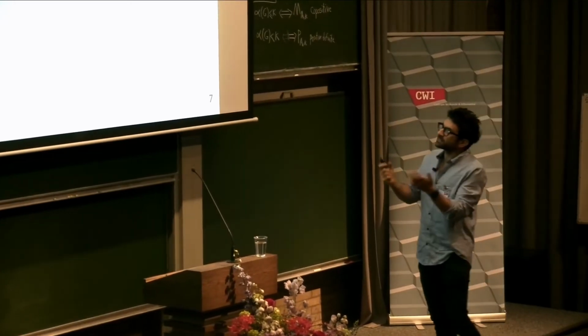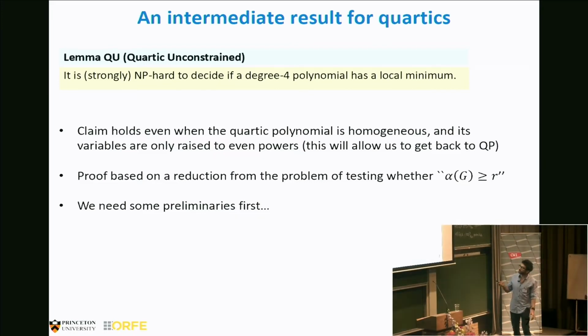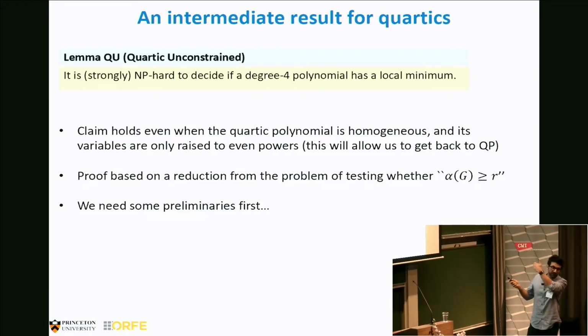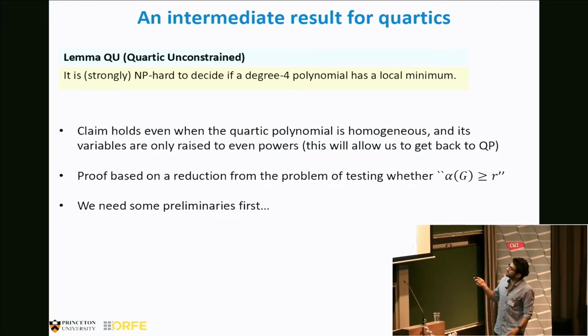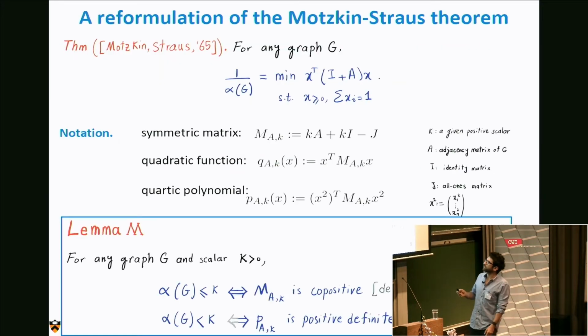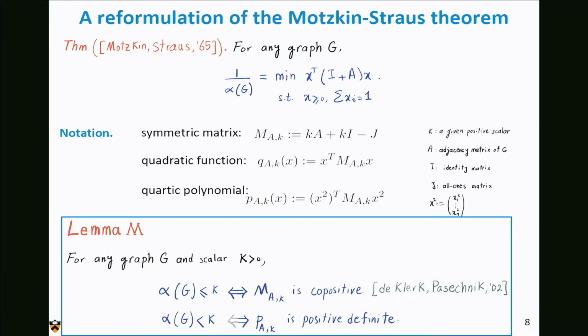Good question. Okay, so I'm going to prove this through a series of lemmas, and I'm going to have letters assigned to these lemmas so we can think of them in our head instead of having numbers. So the first lemma is an intermediate result, and the bulk of the proof is here, which is about unconstrained quartic polynomials. So we're going to go to degree 4, and then we're going to come back to degree 2. And this is a decision question. We're going to show it is NP-hard to decide, given a degree 4 polynomial, if it has a local min, right? And to prove this lemma QU, we're going to need one slide, which I put here on the board because I'm going to very frequently refer to this lemma M here.